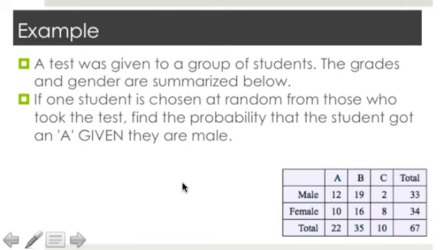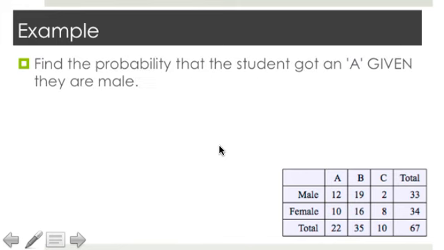Okay, here's another example. Suppose a test was given to a group of students. The grades and gender are summarized below in the table, right over here. We take one student, choose them at random from those who took the test, and we want to find the probability that the student got an A, given that they are male. So given that they are male is going to restrict the total number in the denominator that we're going to use. So let's take a look at this.